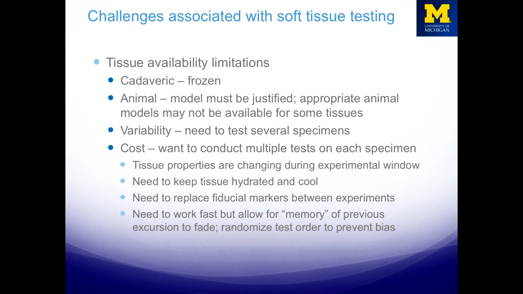We have this history of variability, so you have to test several specimens to get a good read on what is the actual mechanics of the thing you're investigating. And we want to limit the number of animals we use and the cost of doing these experiments. So it would be great to do multiple tests on every sample that you get, but tissue properties are changing.